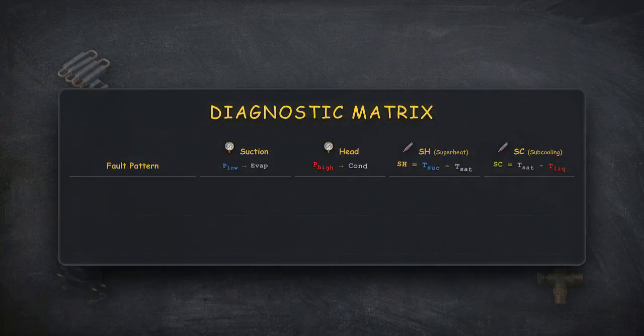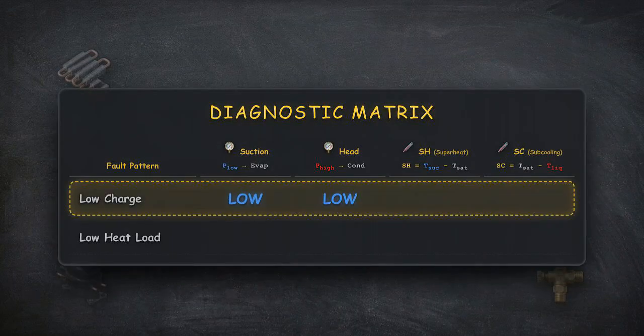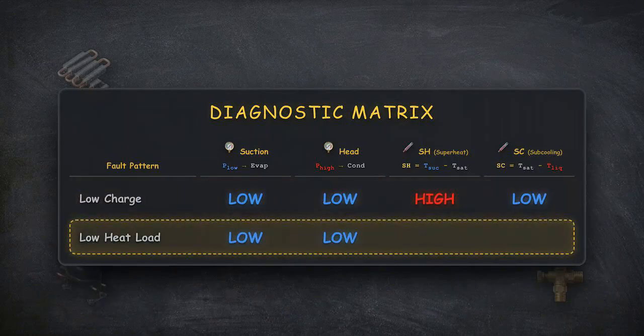This matrix maps out the fault patterns. With a low charge, the underfed evaporator boils off the limited refrigerant too early, resulting in high superheat. Because the condenser is underfilled, the subcooling will be low. With a low heat load, the physics change. Because there isn't enough heat entering the evaporator to boil the refrigerant, the superheat will be low or non-existent. Subcooling, however, remains normal because the full charge is still present in the system.